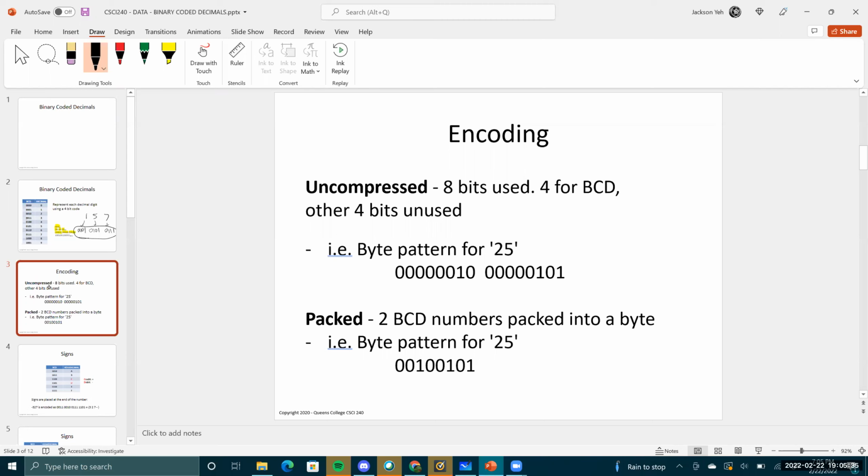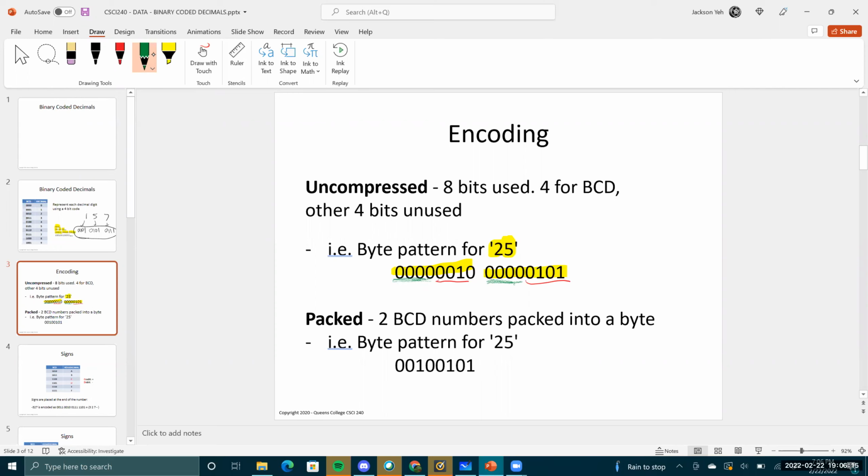an uncompressed method, which means that looking at this example, if I want to encode the value 25, it could be encoded with 1 byte for 2 and 1 byte for 5, right? Here's the 4 bits for 2, and here is the 4 bits for 5. Notice, I put this in green, the preceding 4 bits are always zeros, padded with zeros. So you end up with wasted space, right? Even though you have 8 bits, only 4 of the bits are used.